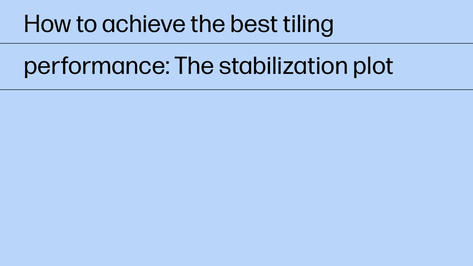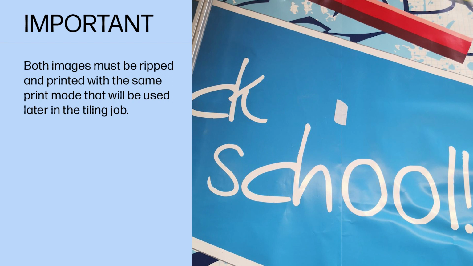How to achieve the best tiling performance, the stabilization plot. Along with the desired image plots, rip and print a 1 meter stabilization plot. The first meter stabilization plot can be any image with a linear meter length, any job that will not be tiled, or an image with a low ink density. Both images must be ripped and printed with the same print mode that will be used later in the tiling job.